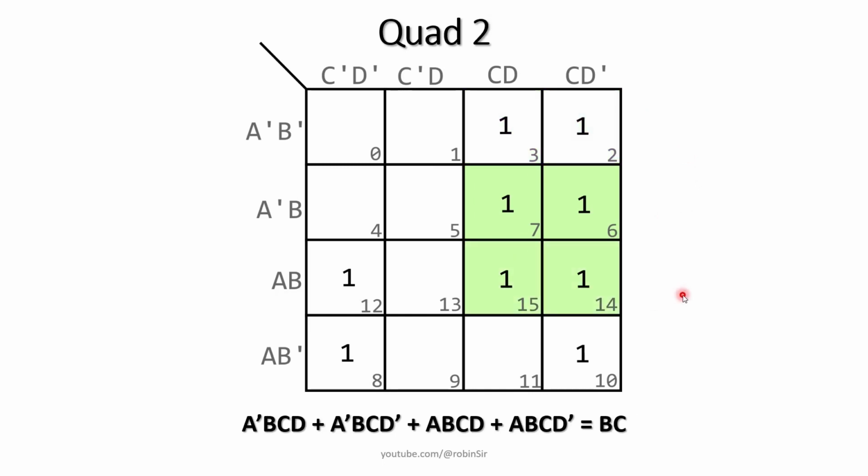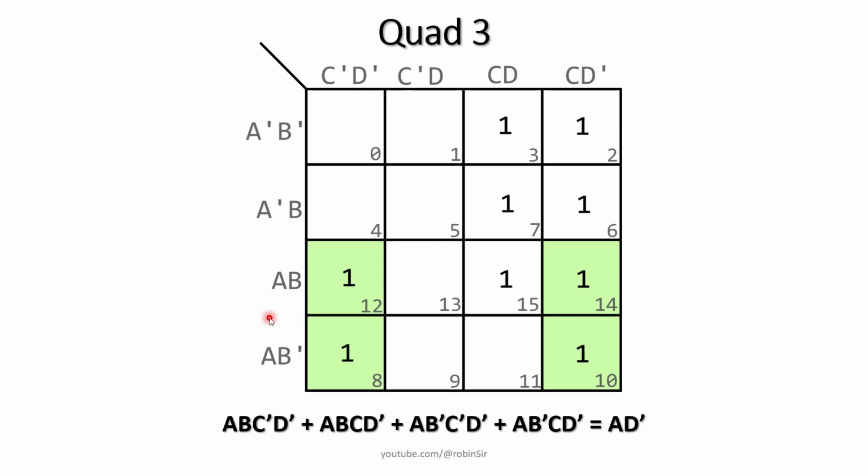Another quad is possible. This is the second quad, which is highlighted in green. And here also we have written down all the min terms and we have reduced it. So here B and C are the 2 variables which are not changing, and that's why BC is the reduced term.